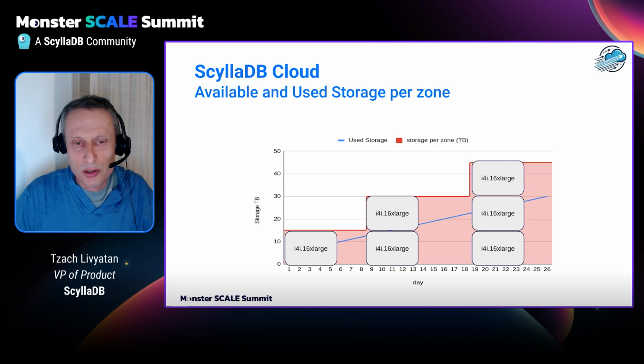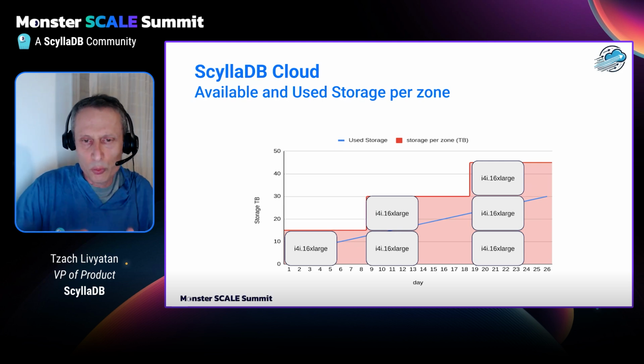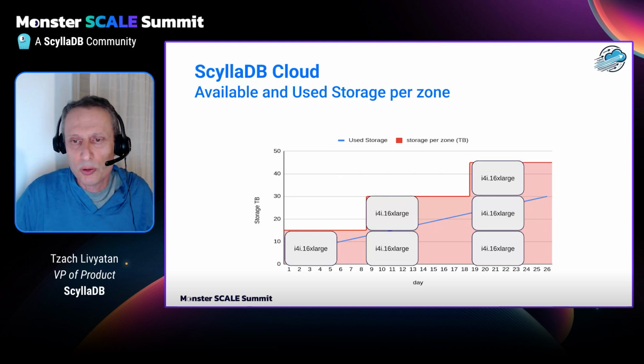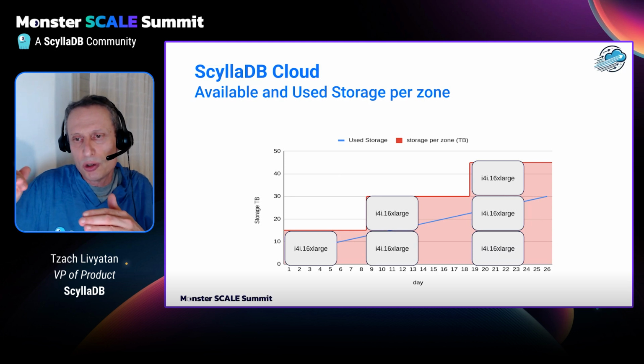So i4i.16xlarge starts with 15 terabytes. And when this storage is almost exhausted, at 70%, the only option in the previous version of Scylla Cloud was to add another identical node, because the support was not there for different sizes of nodes. And each time this storage is exhausted, we add another node.